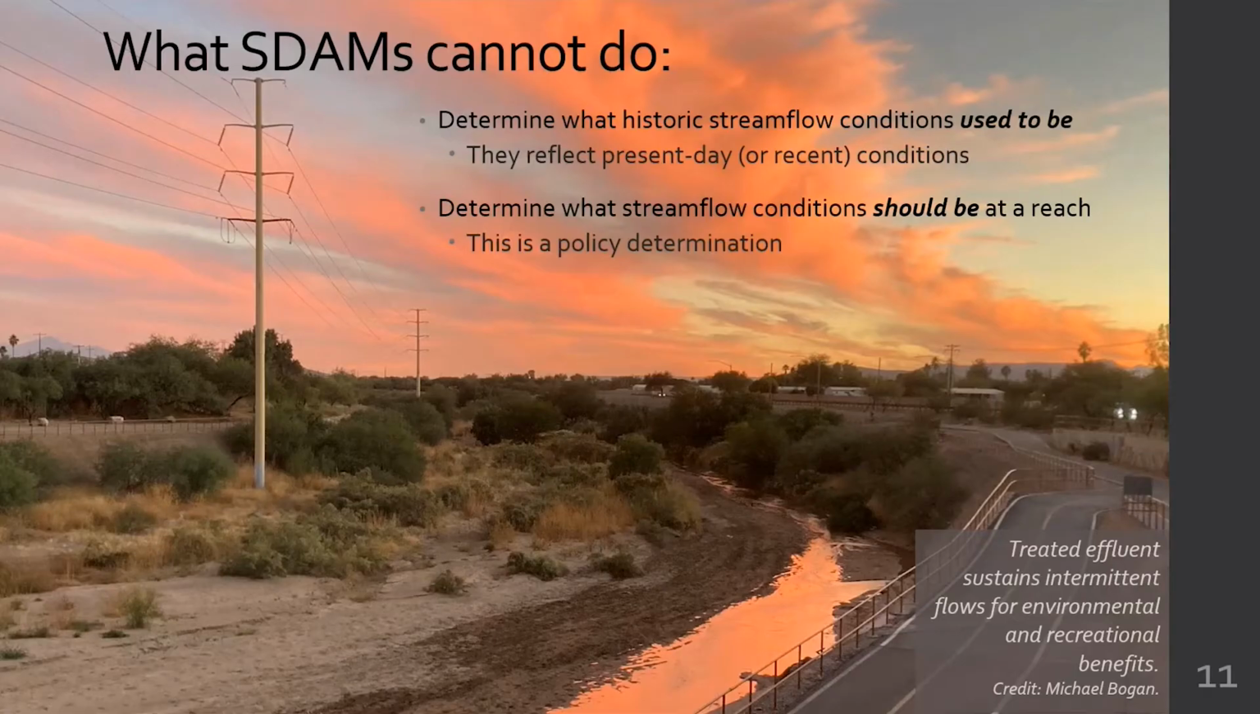I would like to highlight what SDAMs cannot do. They can't tell you what the historic stream flow duration at a site used to be. They basically are only going to tell you something about present day or at least recent conditions. And more importantly, they don't tell you what conditions should be at a reach. That is a policy determination.